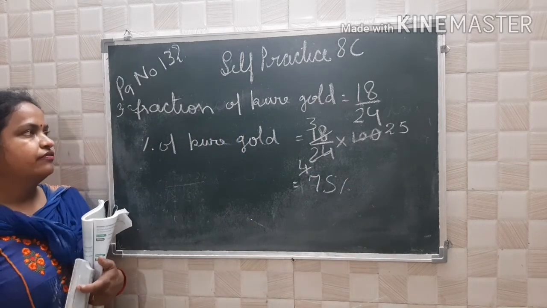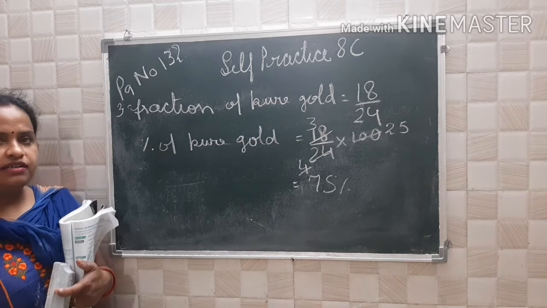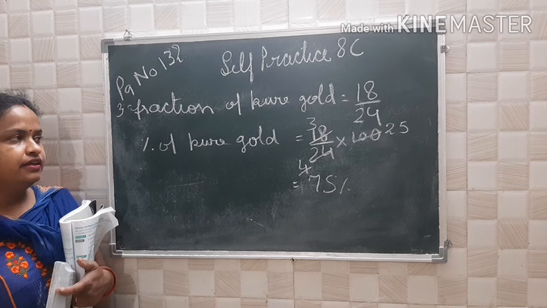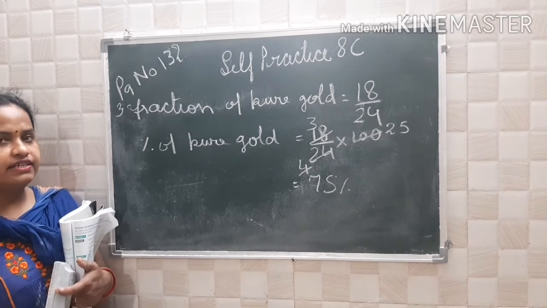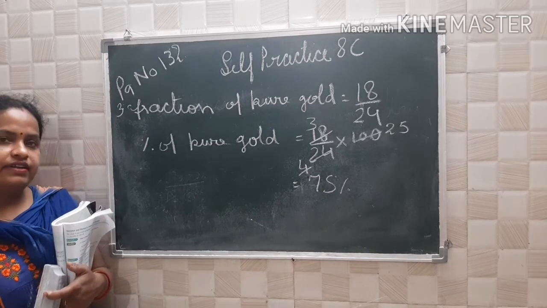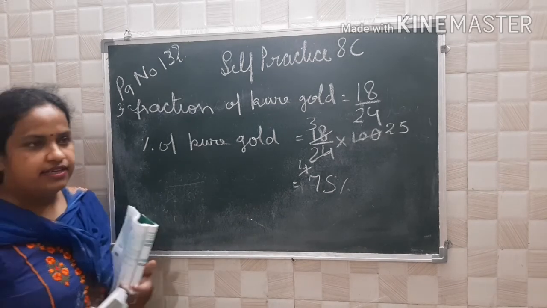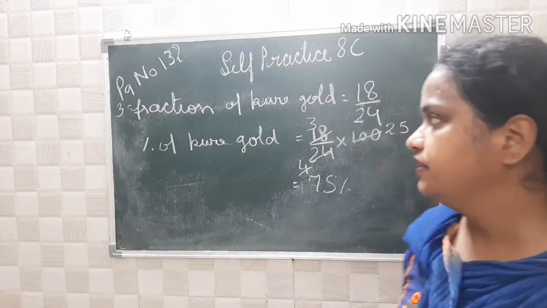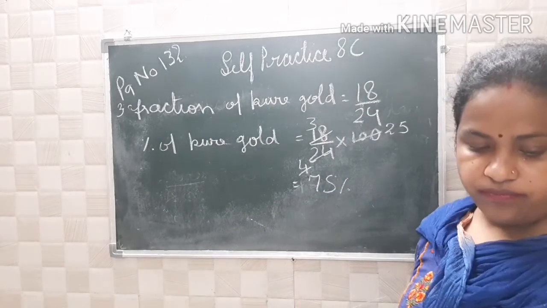Clear? Fraction of pure gold will be how much? 18 upon 24. And what percent of pure gold will be there? 18 upon 24 into 100. The 25 3s are 75. That is equal to 75%. Is it clear up till here? Any confusion? Now come to question number 4.